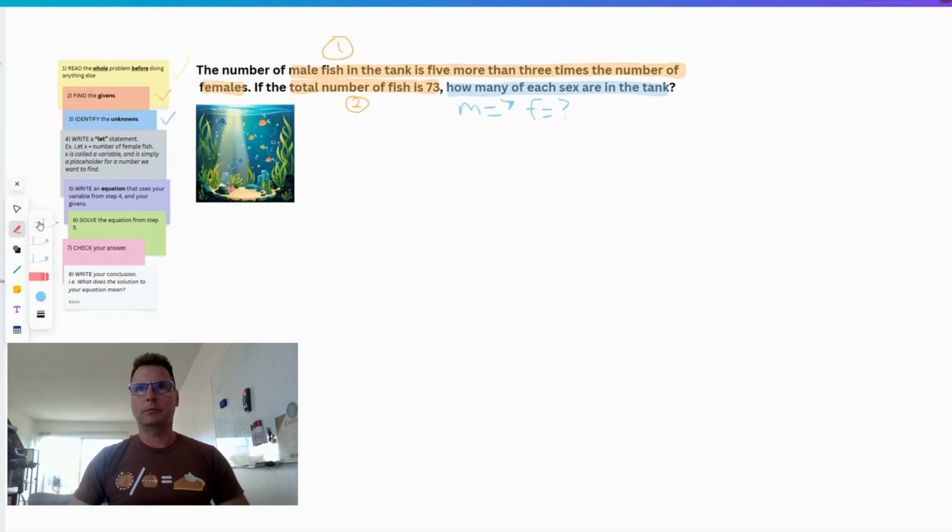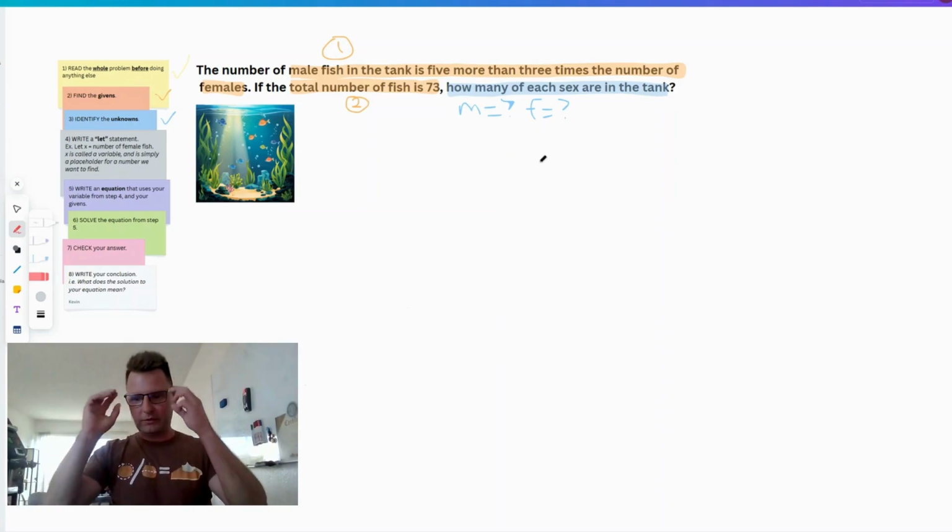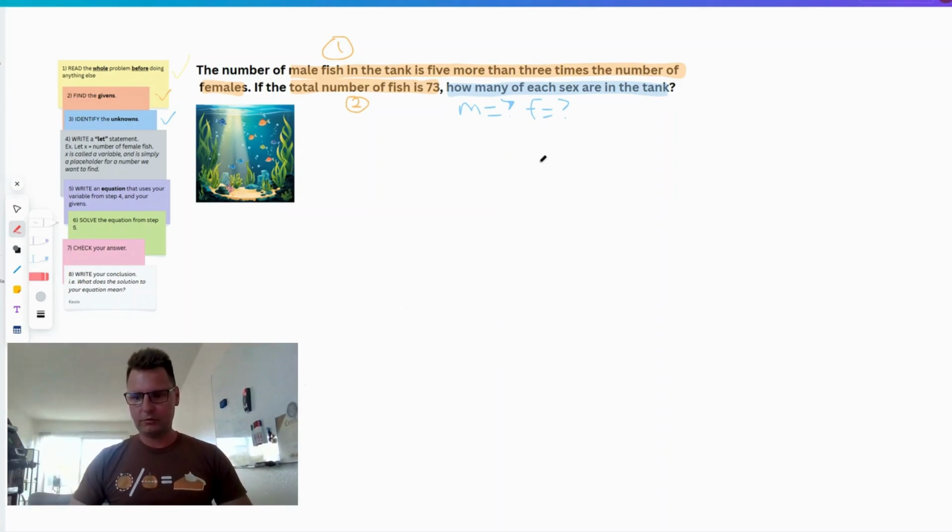Okay, next step. A let statement is just like saying, let's let a variable represent something we're trying to find, right? We have male and we have female that we're looking for. So what should we choose? I'll give you a hint. It's often best to pick the simplest approach first. So what might be simpler, to use a variable to find male or to find female first?